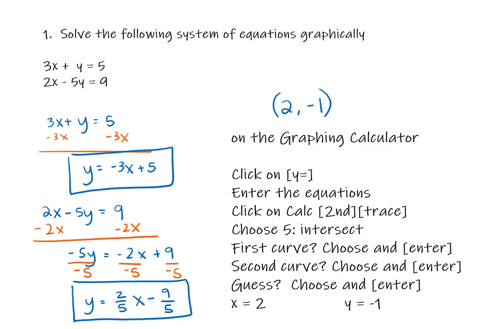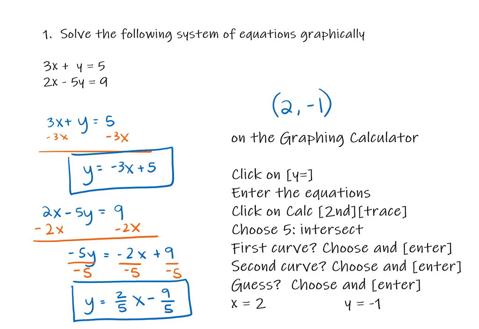To solve this on your TI graphing calculator, you would want to click on the y equals button that's on the top left. It's a gray button. And then you want to enter the equations. The first equation would be y1, the second equation would be y2. And after you're done entering the equations, click on calc. And calc is two buttons. You'd hit the second button and then the trace button. So the second is a blue button and the trace is one of the top menu buttons as well.